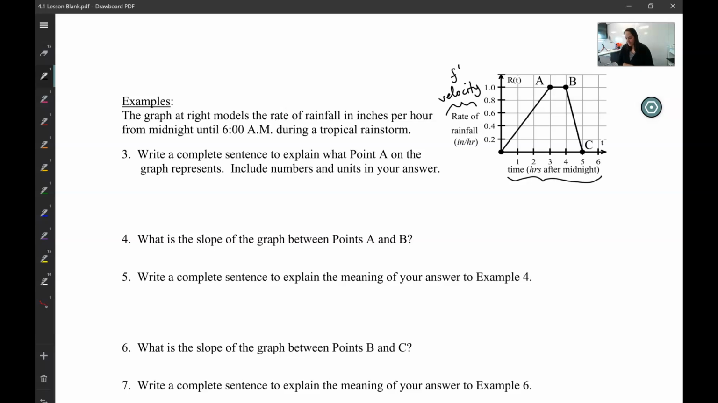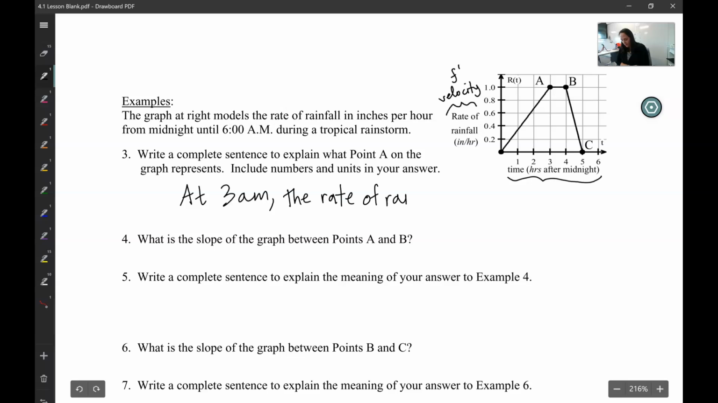So the first thing it asks us is to write a complete sentence explaining what point A means in this context. So at point A, this is going to be 3 hours after midnight. So we can say, at 3 a.m., what is happening? So let's see. The rate of rainfall is 1 inch per hour. That's what's happening at point A. The rate of rainfall is 1 inch per hour.